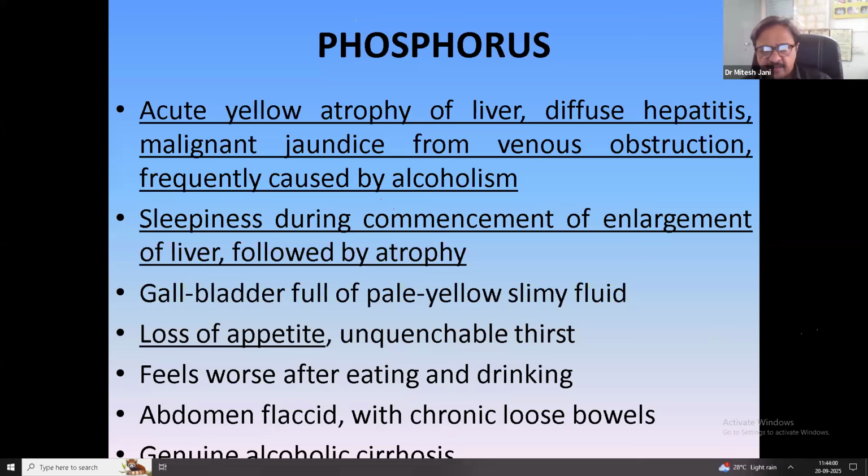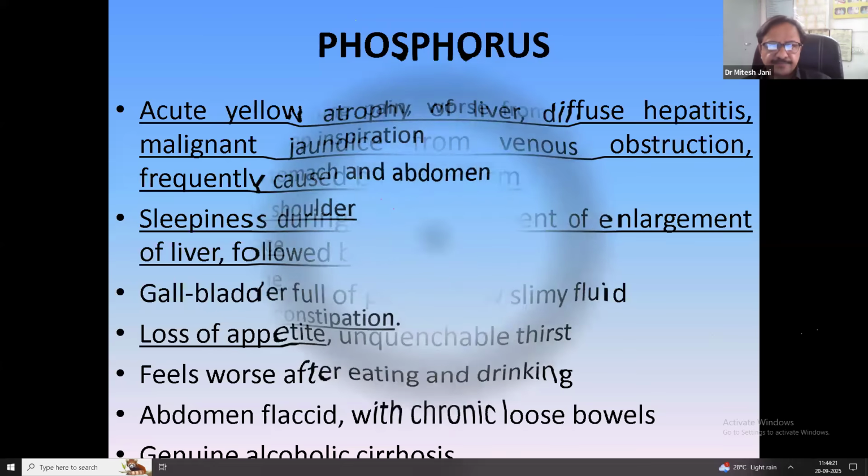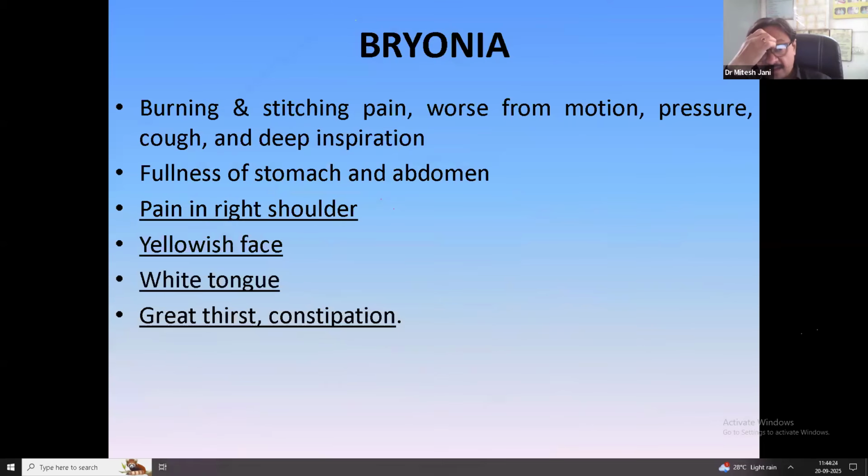Patient is sleepy during the commencement of the enlargement of the liver, followed by atrophy. Loss of appetite is also there with unquenchable thirst. Gallbladder full of pale yellow streaky fluid and genuine alcoholic cirrhosis is found in Phosphorus. Then Bryonia, pain in the right shoulder and yellowish face, white tongue, great thirst, constipation.